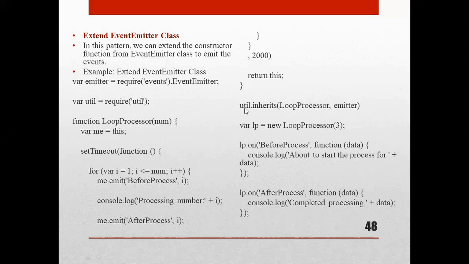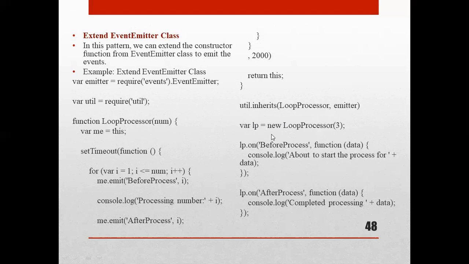And here you can see util.inherits. What are we going to inherit or extend here? We are going to extend the loop processor function, loop processor comma EventEmitter. We are going to extend this loop processor's methods and variables by using util.inherits. By using this method we can inherit the events and emitters for this loop processor function. Now for this loop processor we set another variable, var lp equals new loop processor with 3 inside the brackets.